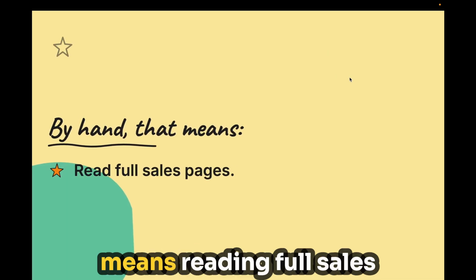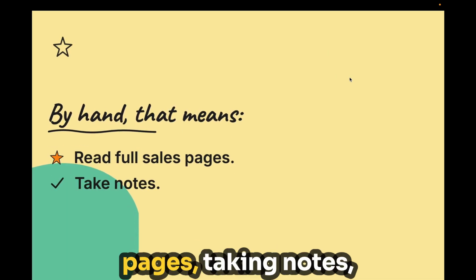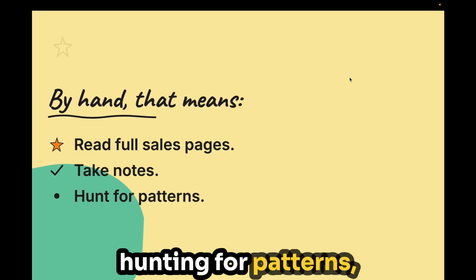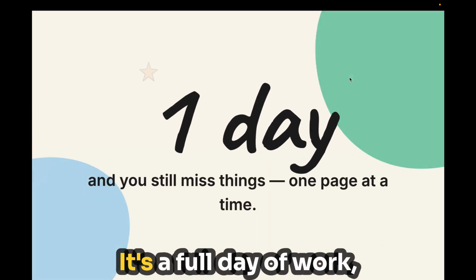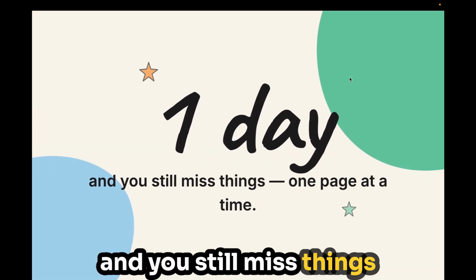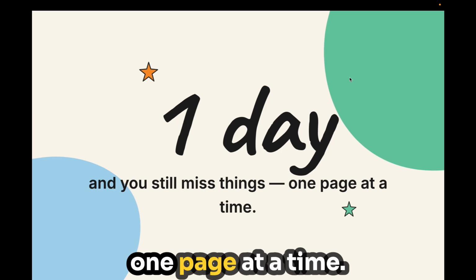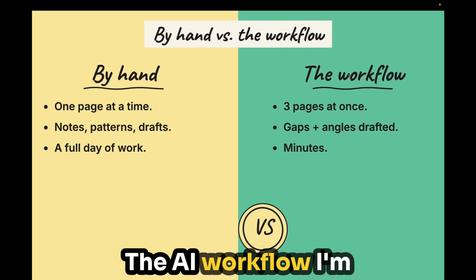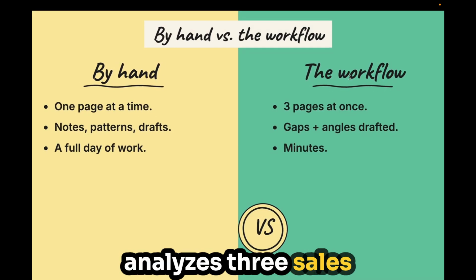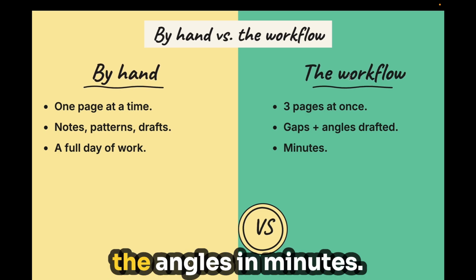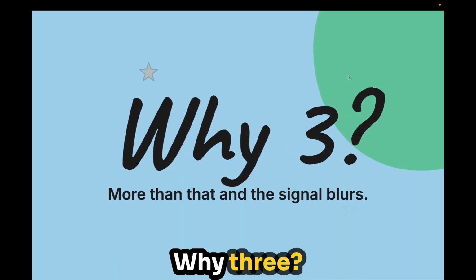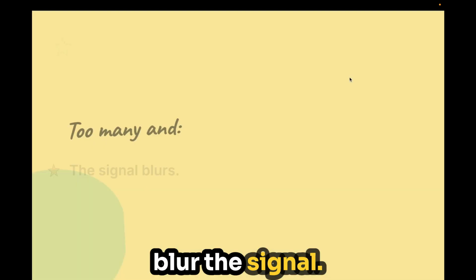Doing this by hand means reading full sales pages, taking notes, hunting for patterns, drafting angles yourself. It's a full day of work, and you still miss things because you're reading one page at a time. The AI workflow I'm about to show you analyzes 3 sales pages at once and drafts the angles in minutes. Why 3? Because too many blur the signal.